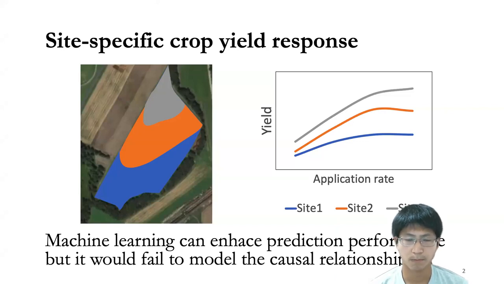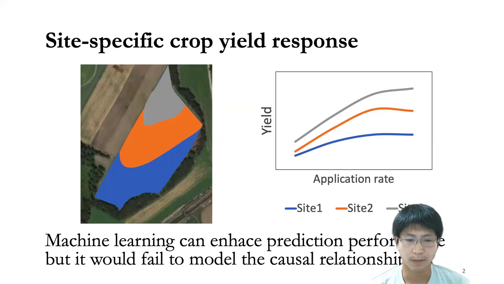We'd like to optimize the inputs of the fertilizers by using variable rate applications. But we need to know the site-specific crop yield response to inputs. This is the key analysis to optimize the prescription maps. And most recent studies propose to use machine learning techniques to enhance the prediction performance by using the yield as the response variable and the soil properties or the nitrogen seed inputs as covariates.